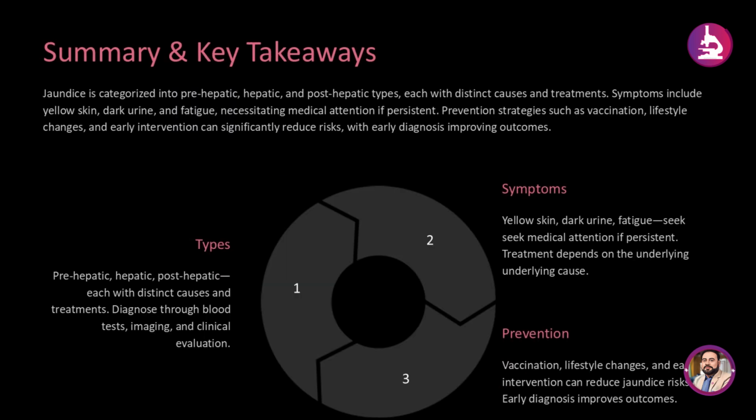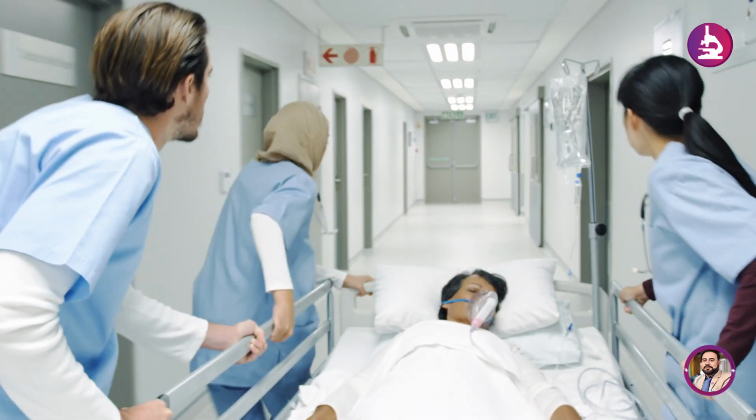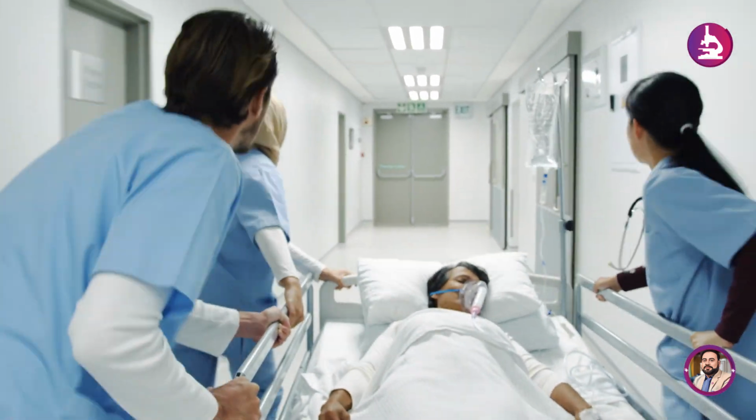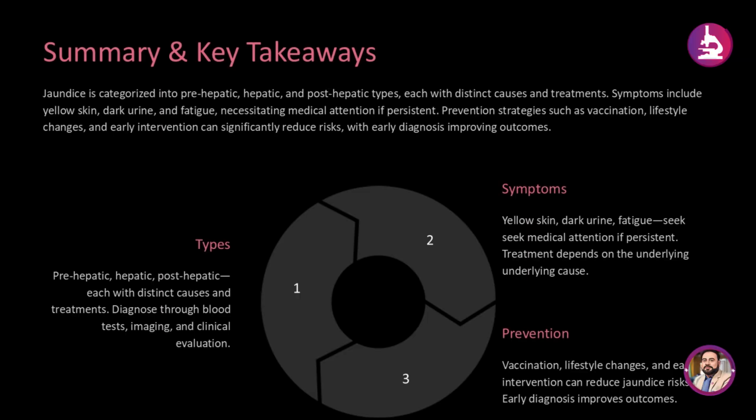8. Prevention and prognosis. Preventive measures include vaccination (hepatitis A and B), avoiding excessive alcohol, and safe blood transfusion practices. Newborns should be monitored for jaundice to prevent kernicterus. The prognosis depends on the cause. Newborn jaundice often resolves on its own, while chronic liver disease or cancer may require long-term management. With proper medical care, many cases of jaundice can be effectively treated, emphasizing the importance of early detection and intervention.